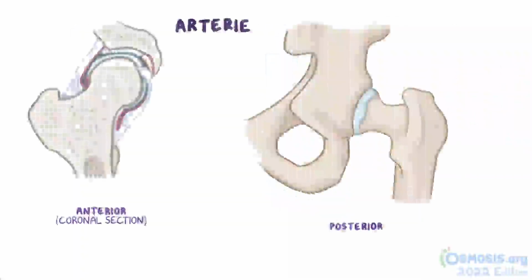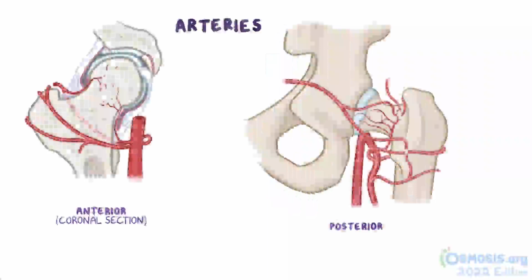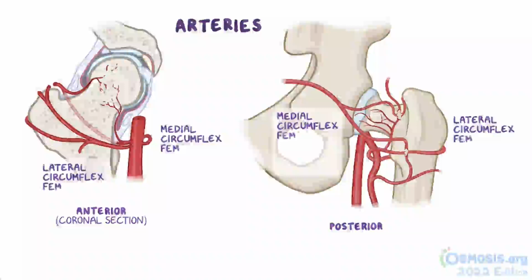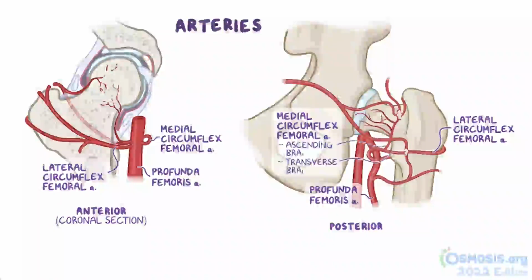Now, all these movements wouldn't be possible without arteries nourishing the hip joint, of course. The large arteries in this area are the medial and lateral circumflex femoral arteries. The medial circumflex femoral artery is a branch of the profunda femoris artery. It passes posteriorly and gives off the transverse and descending branches.